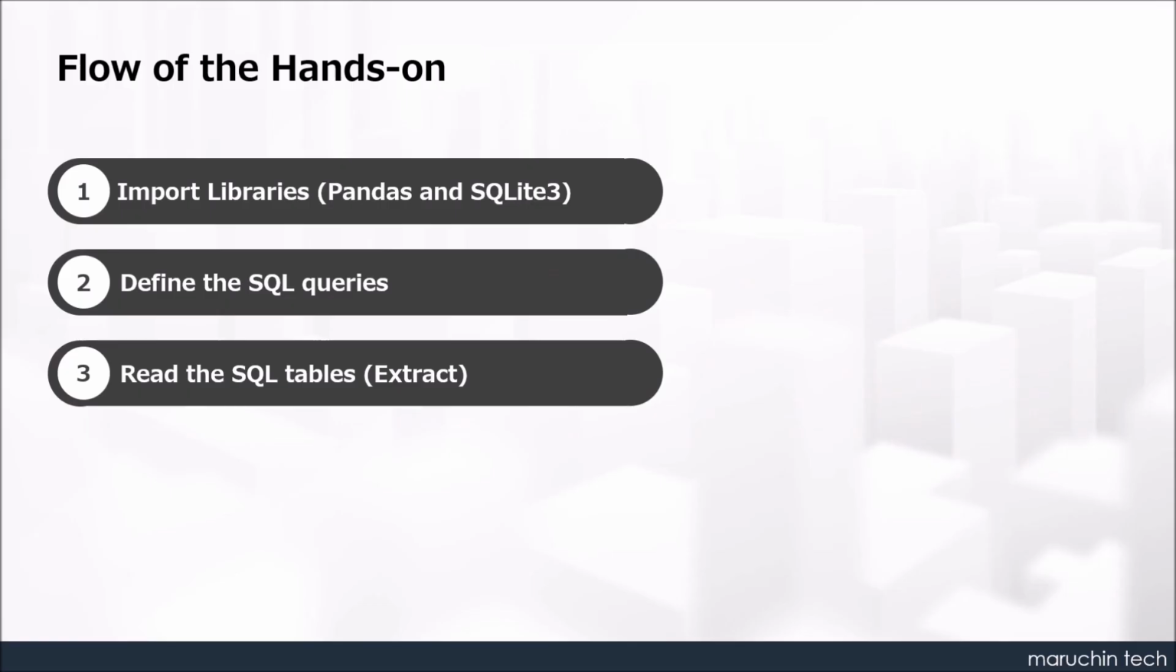Here is the flow of the hands-on exercise we are about to do. In this hands-on, we will execute up to the extract phase of the ETL process. First, we will import pandas and SQLite3, which we introduced earlier. Next, we will define the SQL queries to create the SQL tables we designed in the previous section. Finally, we will read the SQL tables into a pandas data frame.